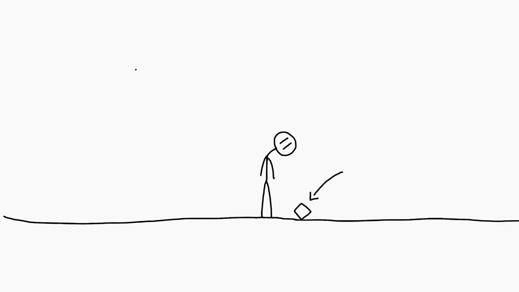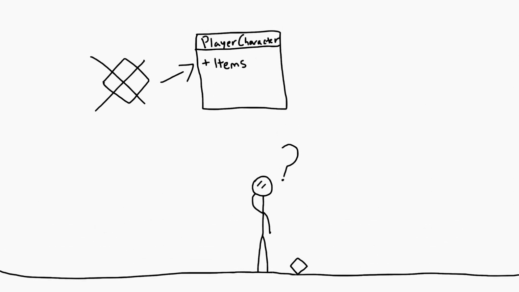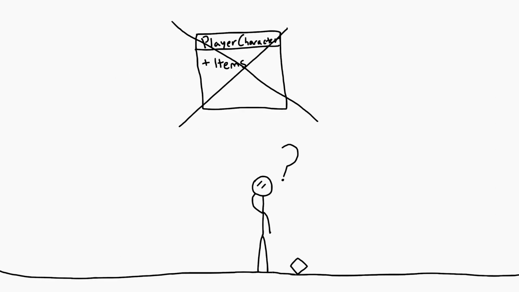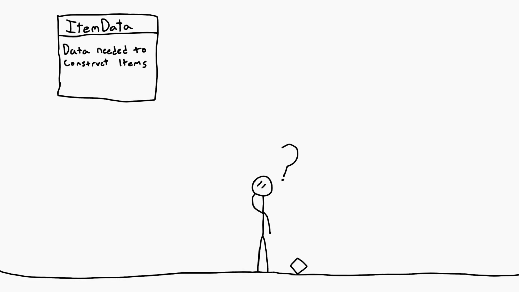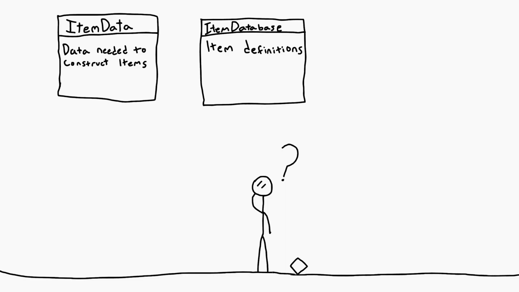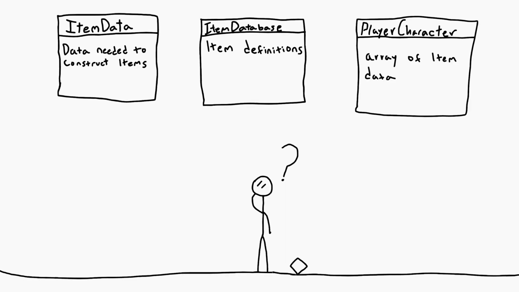Okay, so what if we just copy the entire object into our inventory? This is generally not a good practice, and Unreal Engine makes it difficult for us to do this anyways, so we're just going to have to use a better method. To make our inventory system, we're going to be using three classes. An item data class to store the needed info to construct our items, an item database to store an array of item data definitions, and our player character class will have a data structure containing our item data to represent our inventory.